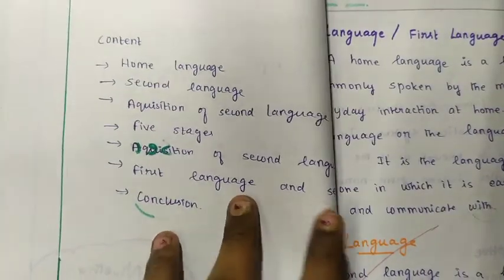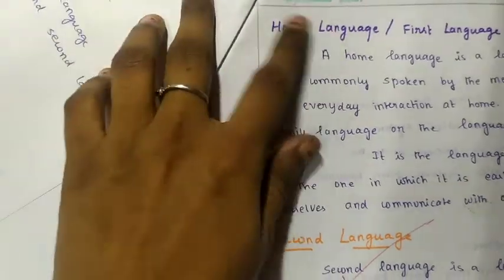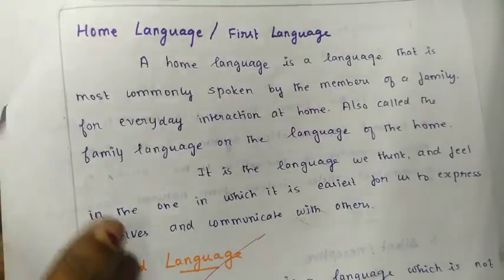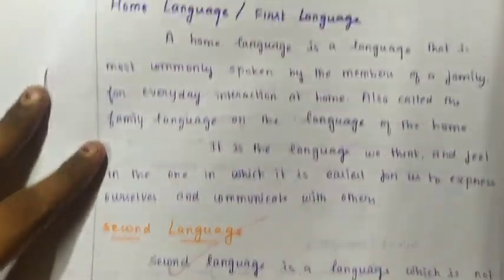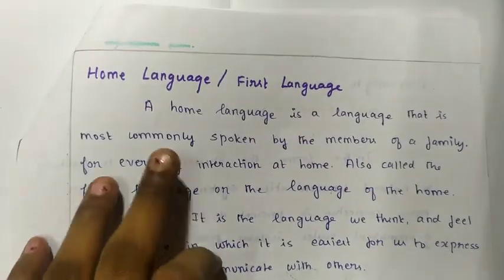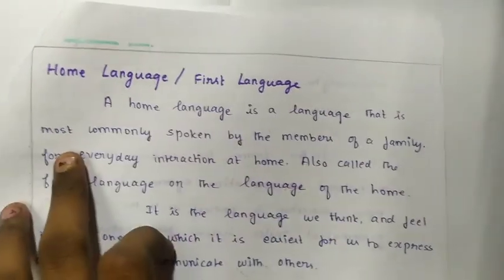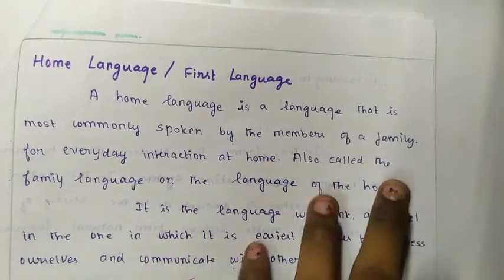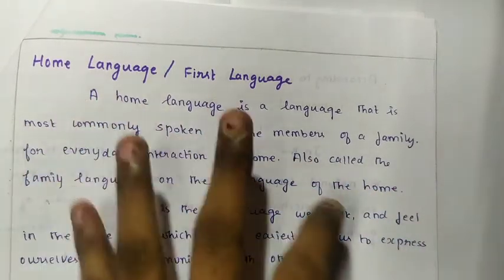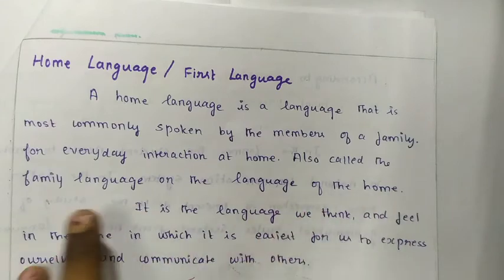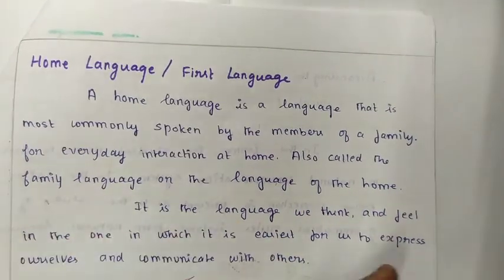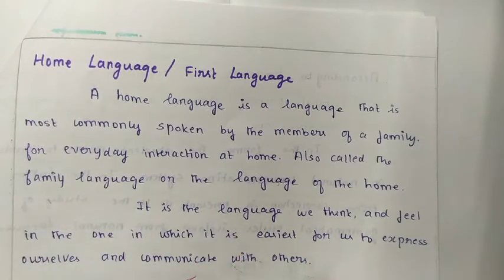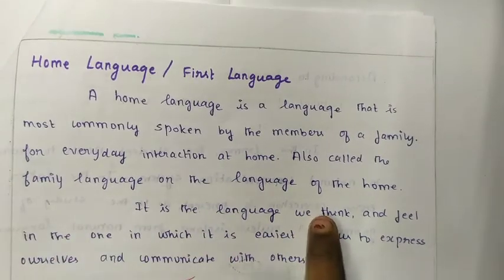First I have written the contents and the subheadings and all. After that, I have defined what is home language or first language, and what is second language. First of all, home language is a language that is most commonly spoken by the members of the family, right? Home language is the language which is spoken by the members of the family for everyday interaction at home, also called the family language or the language of home.